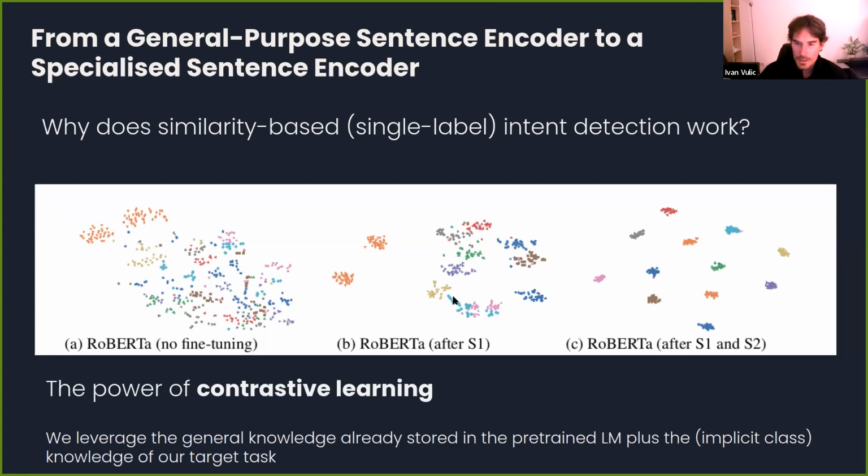If you do stage one with general purpose dual encoder fine-tuning, you can already see that these clusters become more and more coherent. And finally, after we do in-task tuning for particular tasks and with the actual in-task intent data, then we get really, really coherent clusters, which means that we can really do similarity-based inference. And the idea is to combine this general knowledge already stored in the pre-trained language models plus this intent class knowledge of our target task to really specialize, to have this specialization funnel, as we call it, from a general purpose model to a highly specialized sentence encoder. And we use the power of contrastive learning while doing it.